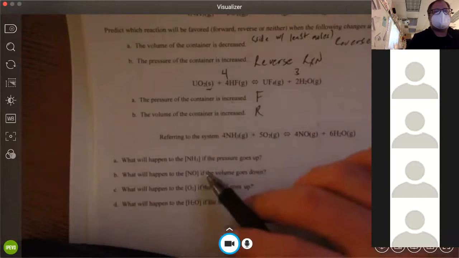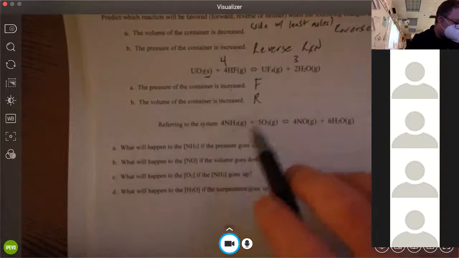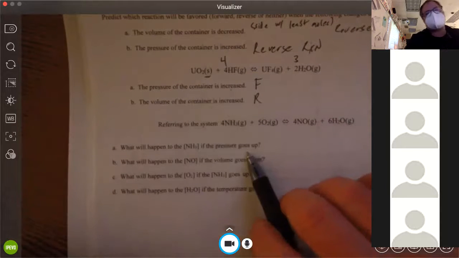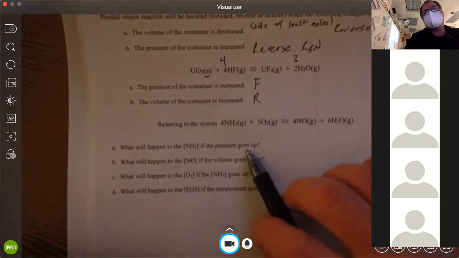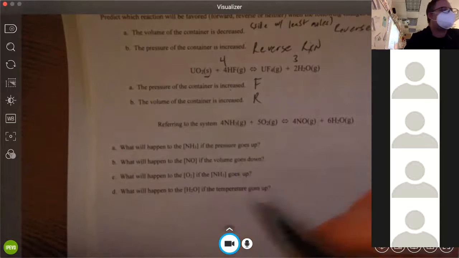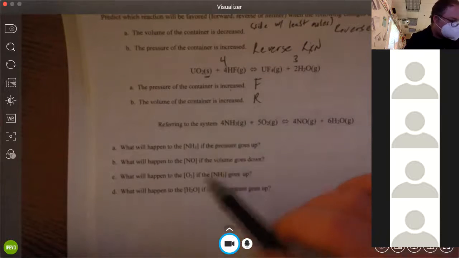Same thing. Actually, this has a bunch of them. What will happen to the NH3 if the pressure goes up? This is another way to ask these questions. Instead of saying what's favored, forward or reverse, they say, hey, let's take a look at one specific thing. In this case, NH3.